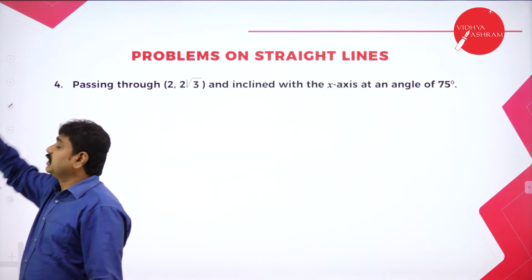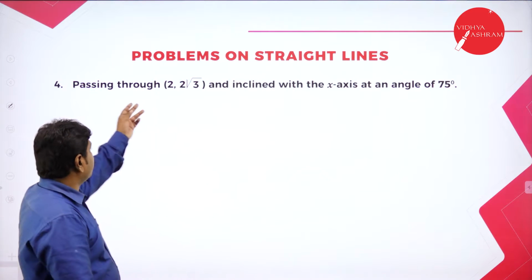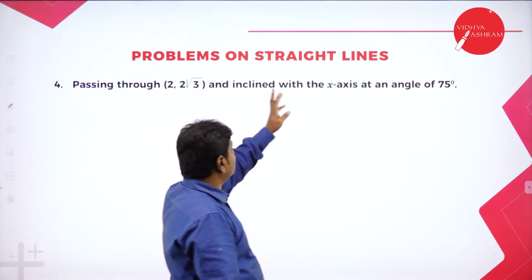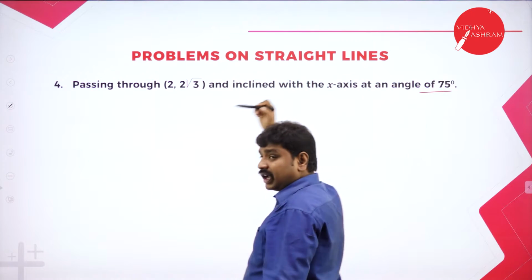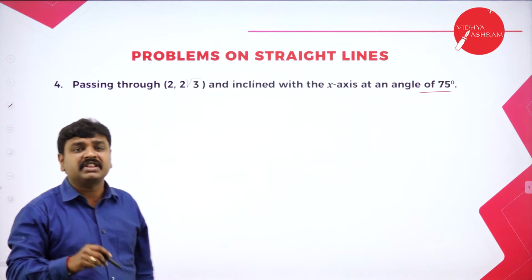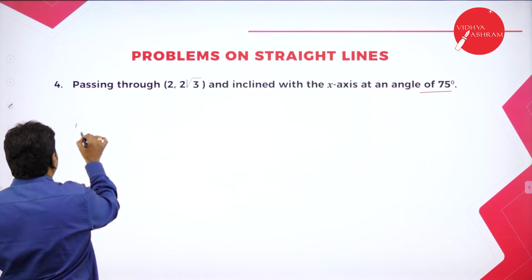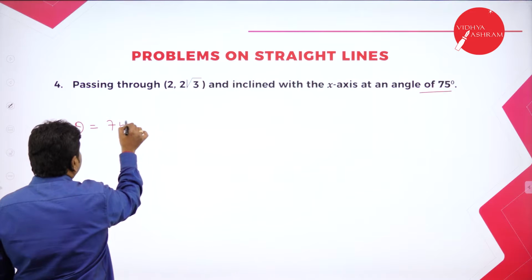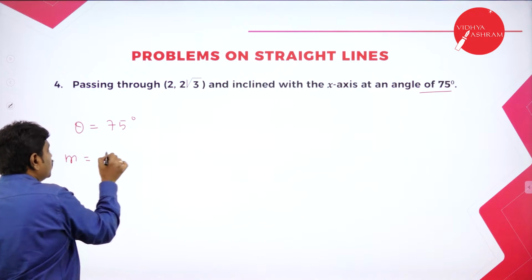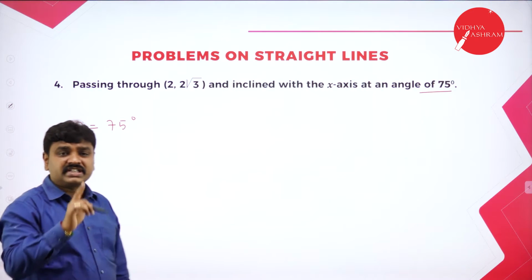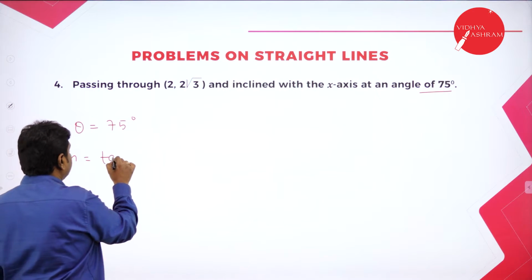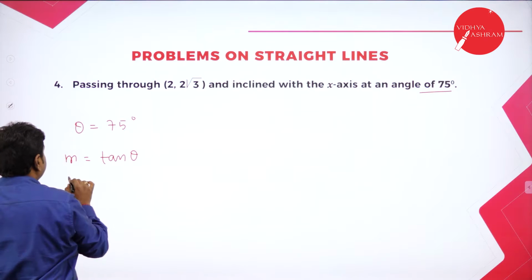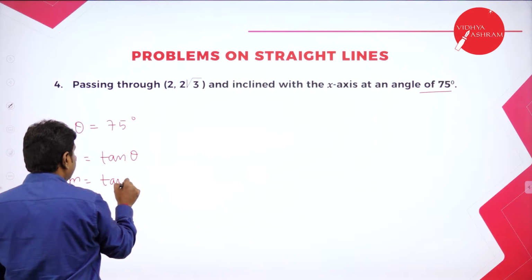Origin. Then find the equation of line passing through 2, 2 root 3 and inclined with an angle of inclination. Angle of inclination means what? Angle made by the line with x-axis. They give theta is 75 degrees. So now I need m. What is m? Slope means what? Tangent of angle made by the line with x-axis, or tangent of inclination, tan theta. M is tan 75 degrees.